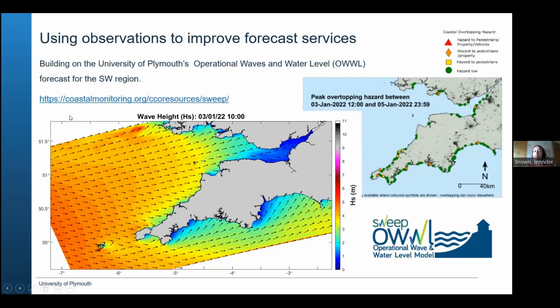And this is the forecast system that the University of Plymouth run. It's the operational wave and water level model, which we call OWL. So it uses wave and water level data that come from the Met Office operational forecasts. And then this is input into predictive tools to predict the overtopping at all of the points in the map. So the green is showing a low hazard, then orange diamonds are plotted when there's a hazard to pedestrians and property, and the red triangles show when there's a serious hazard to pedestrians, property and vehicles.